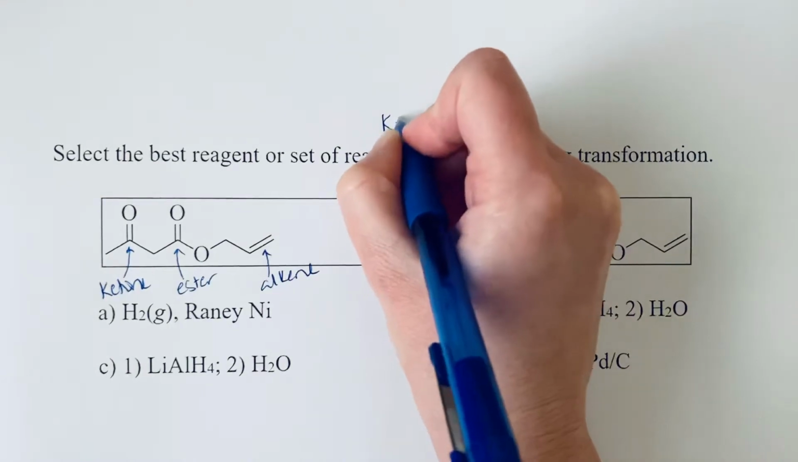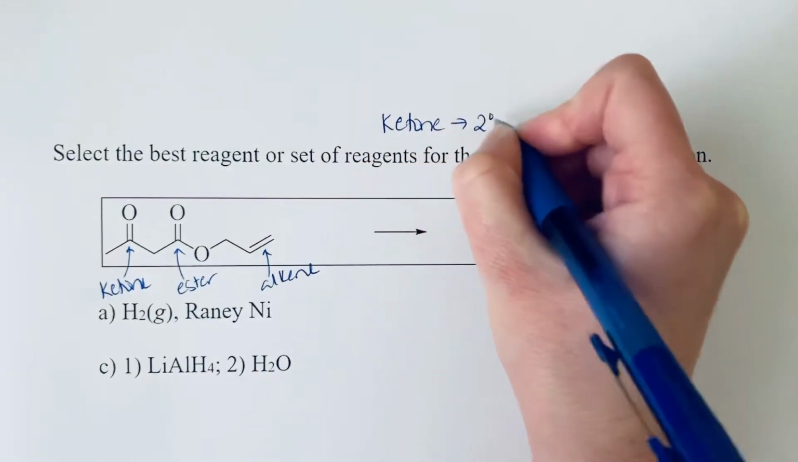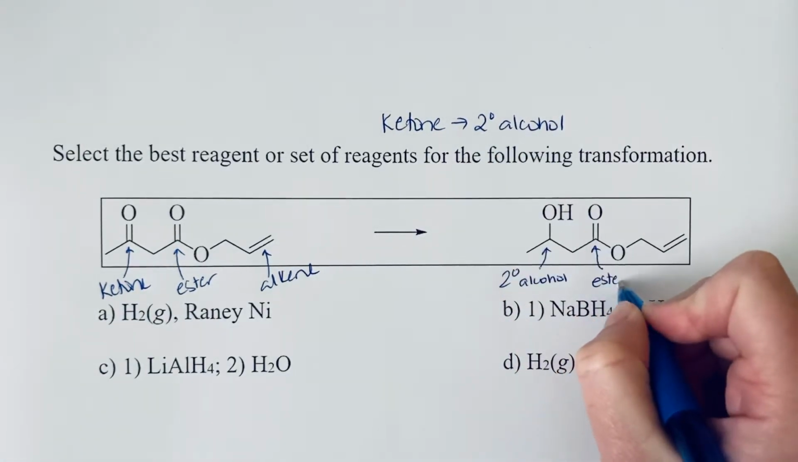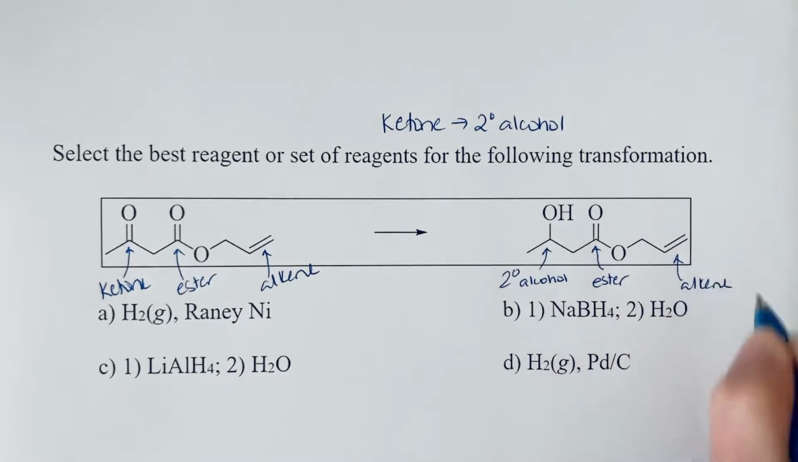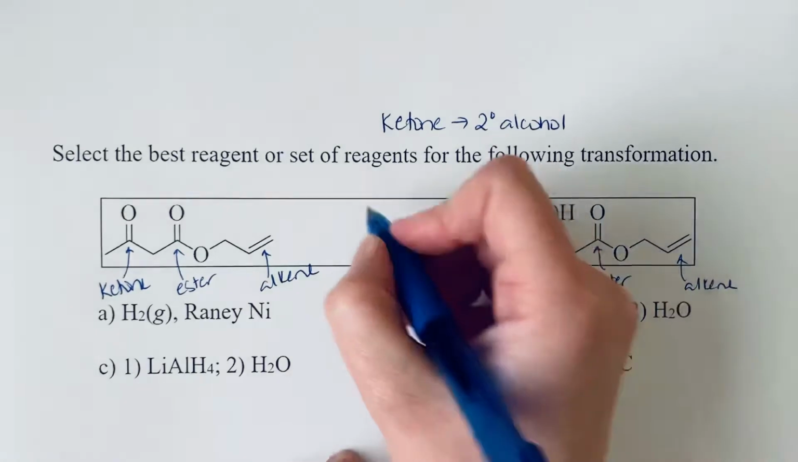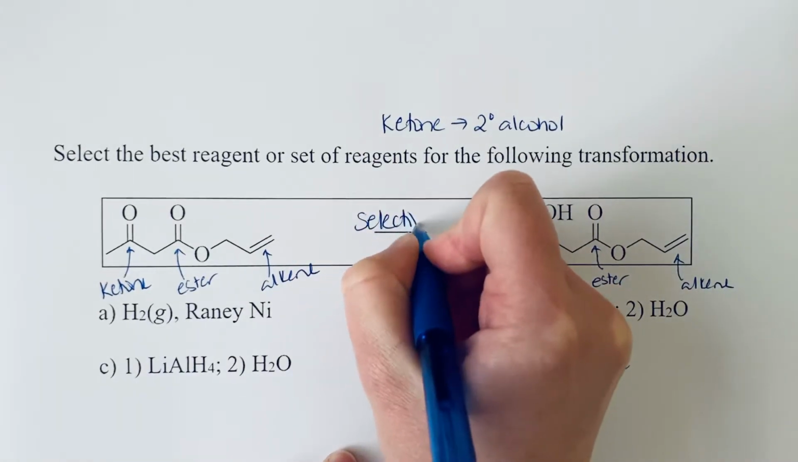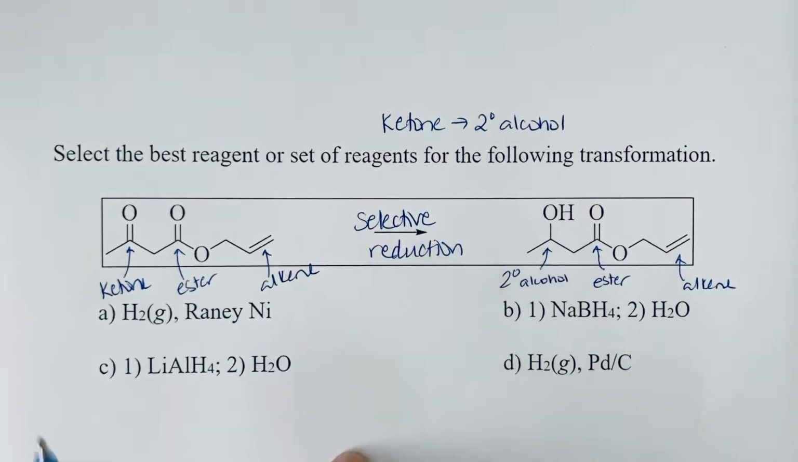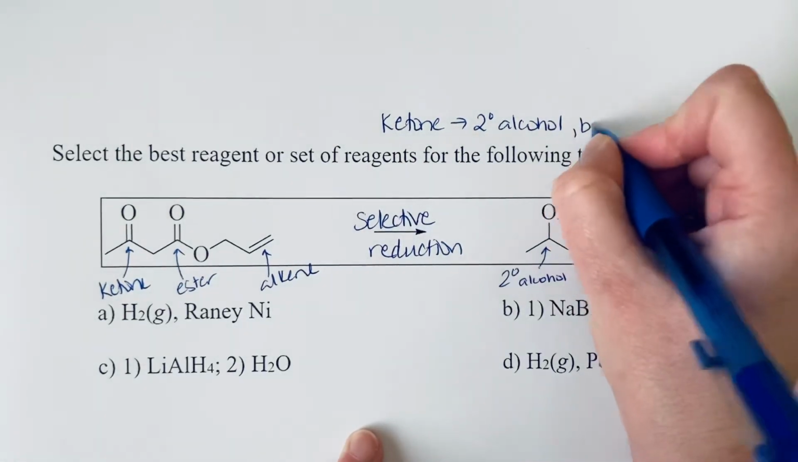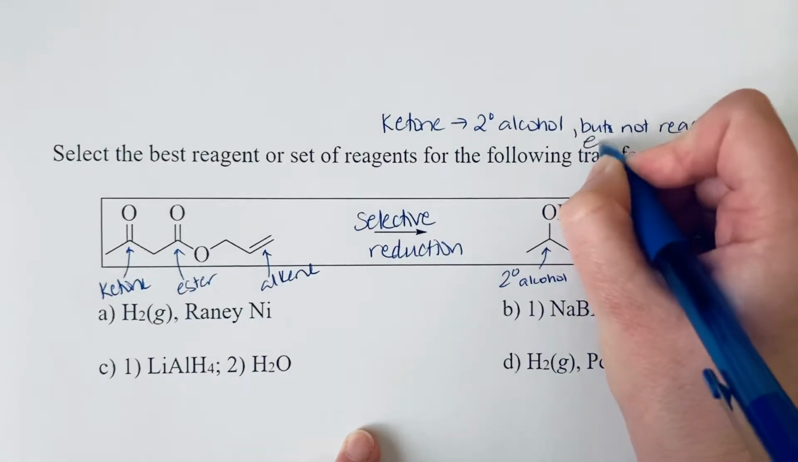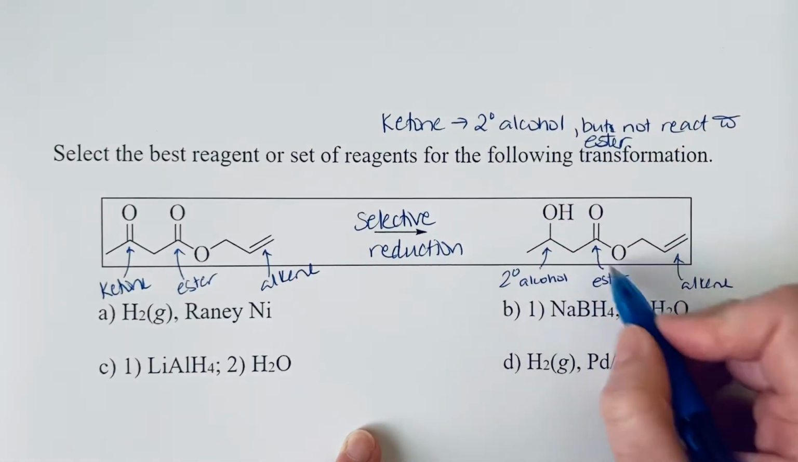So we want a reagent that will take a ketone and make a secondary alcohol. And then we see that we still have the ester and we still have the alkene. And these are both functional groups that could also be reduced. Going from a ketone to a secondary alcohol is a reduction. So we want a selective reduction here. And we're calling it selective because we want to find a reagent that will reduce the ketone, but not react with the ester or the alkene.